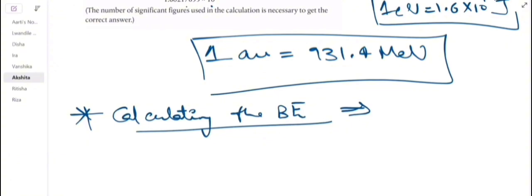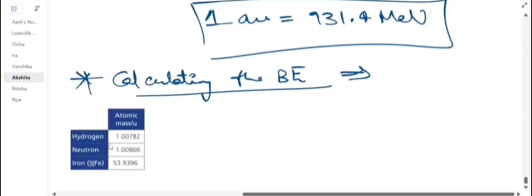Let's calculate the amount of energy required for this given table. Can you see this table? Hydrogen is having an atomic mass of 1.0, neutron is having this much, and iron is having this much. So let's calculate this part.